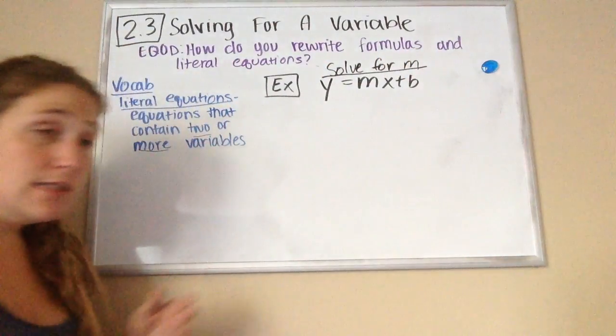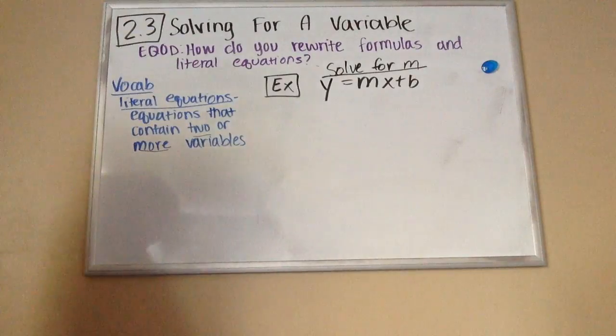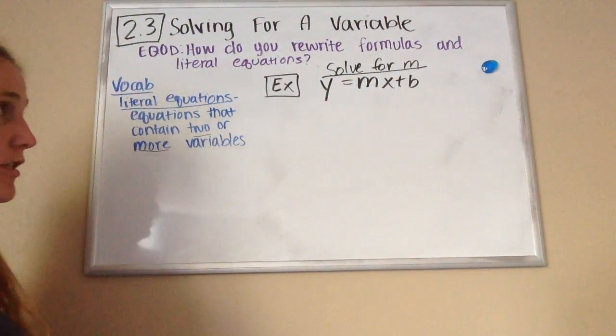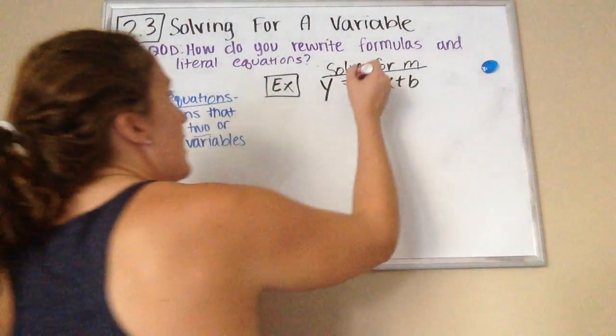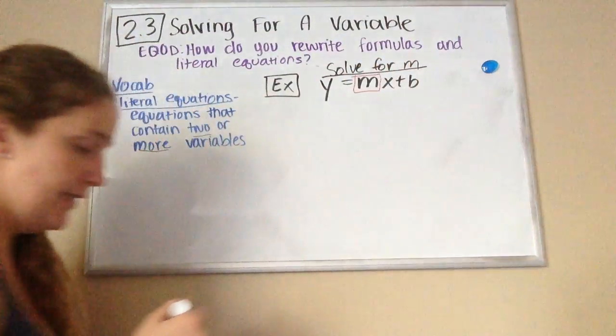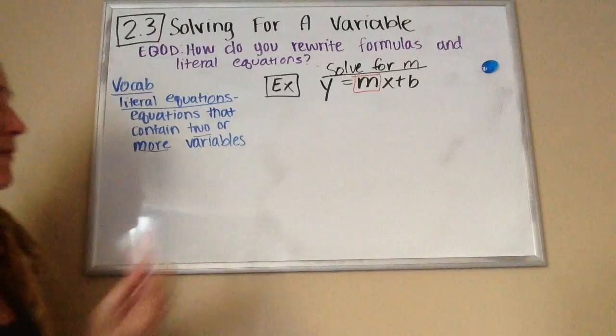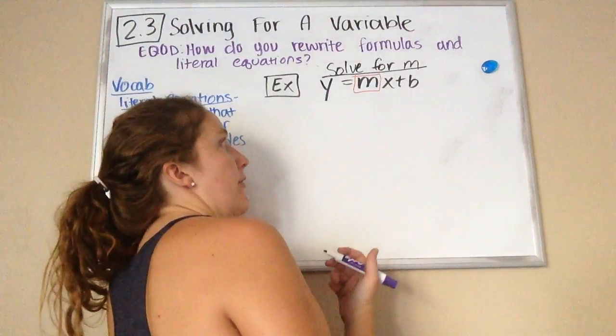Hopefully you guys noticed this equation. Hopefully. That is the slope-intercept equation, the slope-intercept. We're solving for m here. So I'm going to go ahead and put a box around m. That's the variable we want to be by itself on its own side of the equal sign. So let's move everything else to the other side.